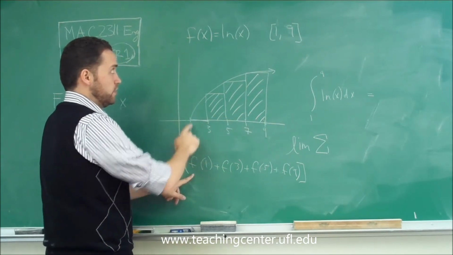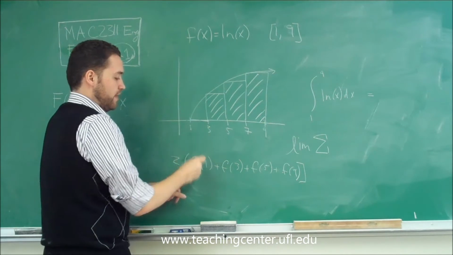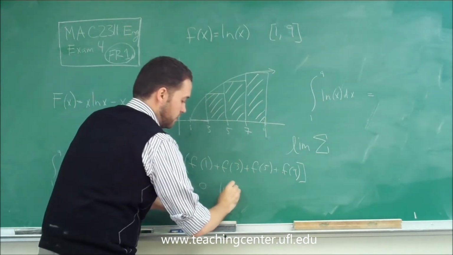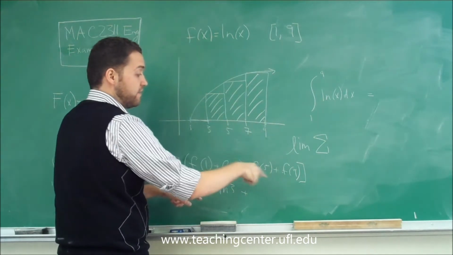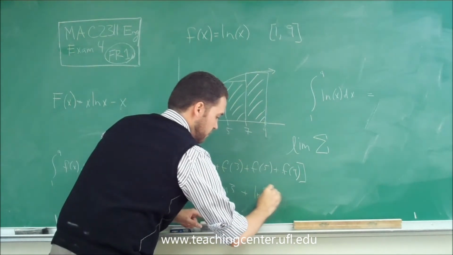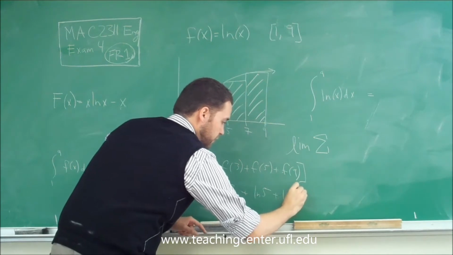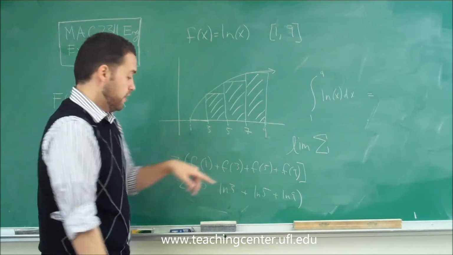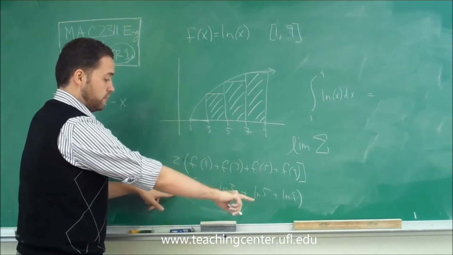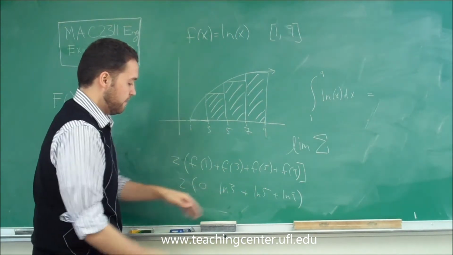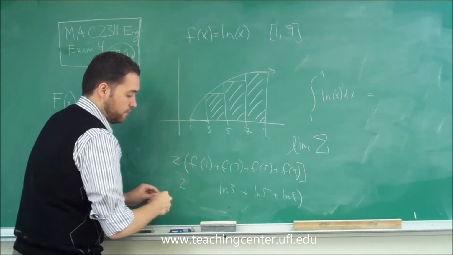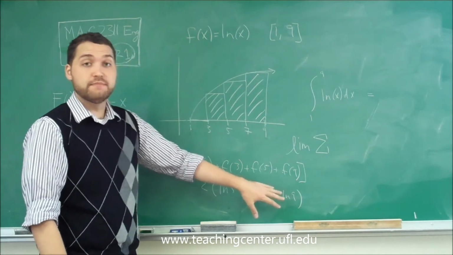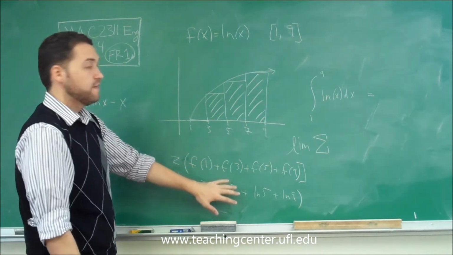So f of 1 is ln of 1, which is 0, which is what we anticipated. Then you'd have ln of 3, plus ln of 5, and then ln of 7. You just want to leave it like that for the time being, because we don't know what ln of 3, 5, or 7 are. Then you can multiply the 2 through it. So your answer is just going to be 2 times this, and that's just some number. That's our approximation. So that's it for part A.